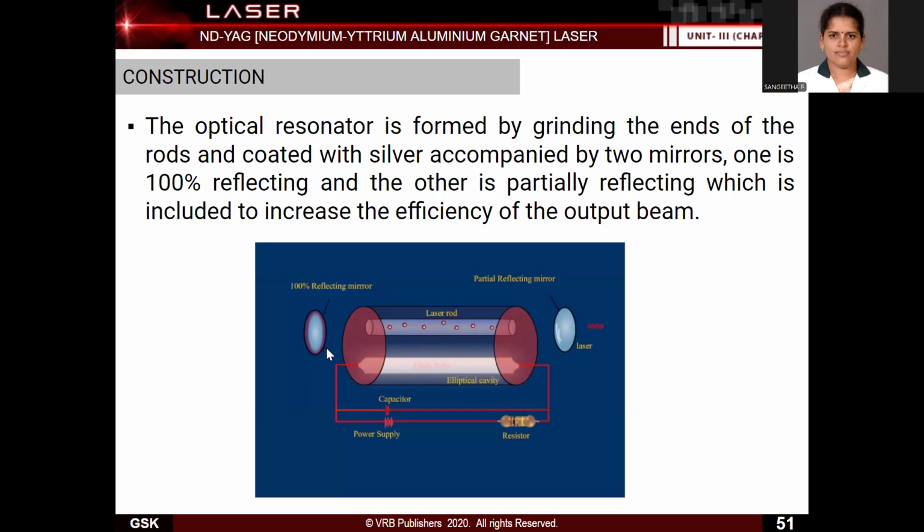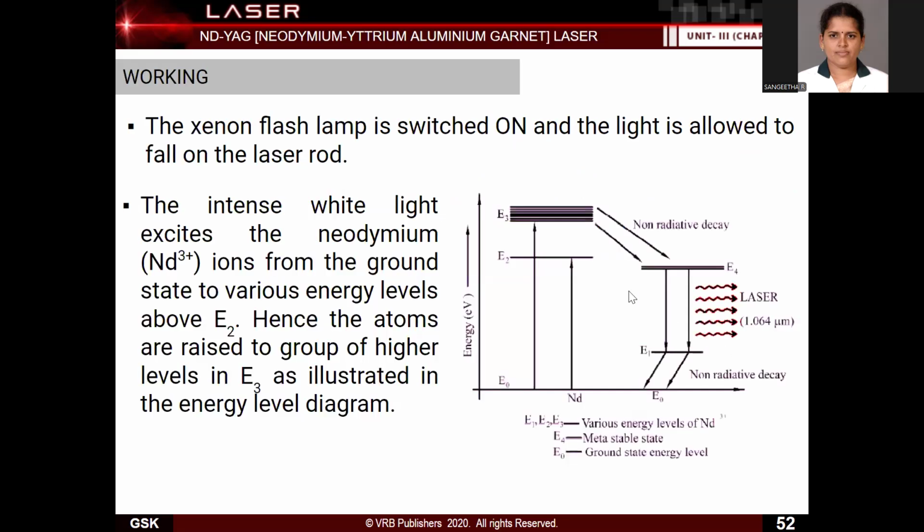So one side is fully reflecting and the other side is partially reflecting, which means the photons produced will be traveling back and forth between this optical resonator inside the rod till a sufficient amount of laser light is produced. After a sufficient amount of laser light is produced, the photons will be emitted through the partially reflecting mirror.